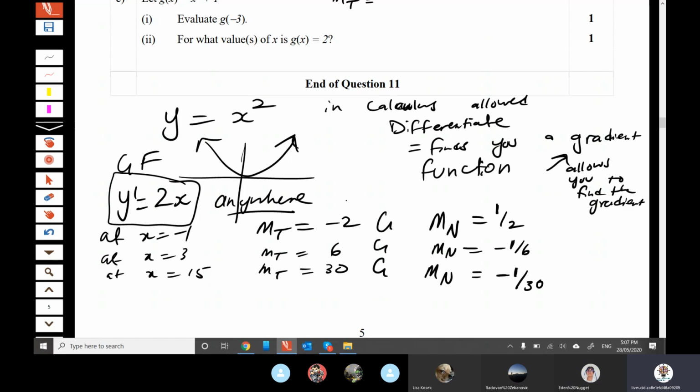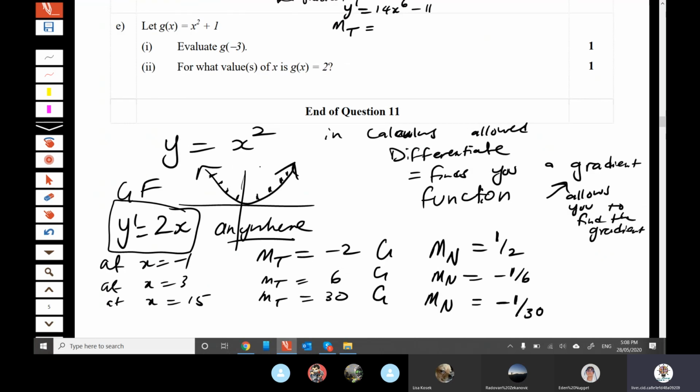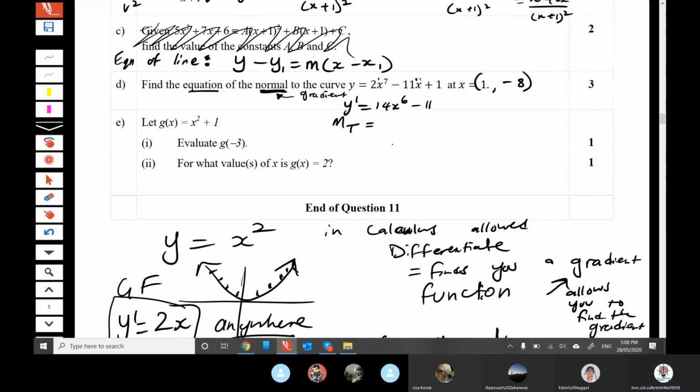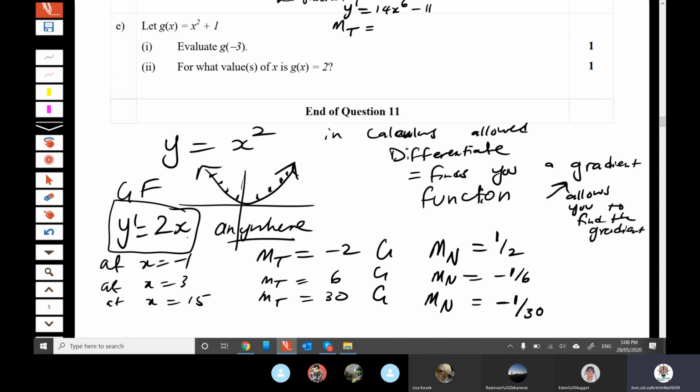So you're going to say, all right, we'll differentiate, right? Then I find my gradient function. Bang, got my 2x, no problem. Then that allows me to find it anywhere you want. But the question's obviously going to tell you to be specific. You'll say, like in this question, at x is 1. So you sub it in at those values, whatever they would be. There, you found your gradient of your tangent there.